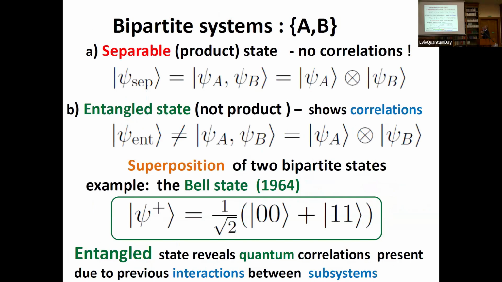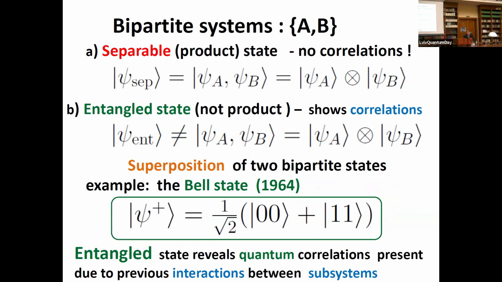What is interesting if you consider now bipartite systems? Well, if you have two classical objects, like one spin here, one spin there, they are classical, they are not correlated. One spin shows in this direction, another shows in this direction. This is all we can say classically.